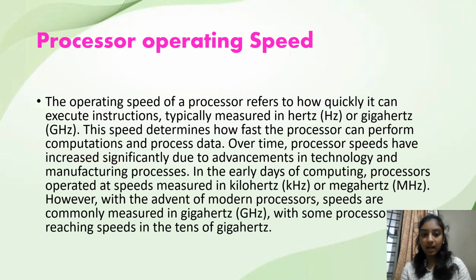Processor speeds have increased significantly due to advancements in technology and manufacturing processes. In the early days of computing, processors operated at speeds measured in kilohertz, namely kHz, or megahertz, MHz. However, with the advent of modern processors, speeds are commonly measured in gigahertz, GHz, with some processors reaching speeds in the terms of gigahertz.